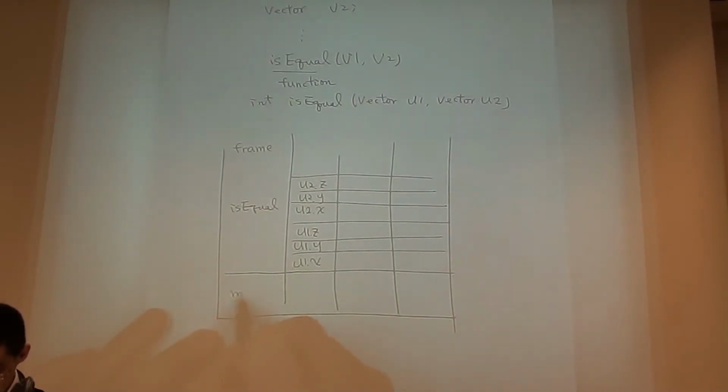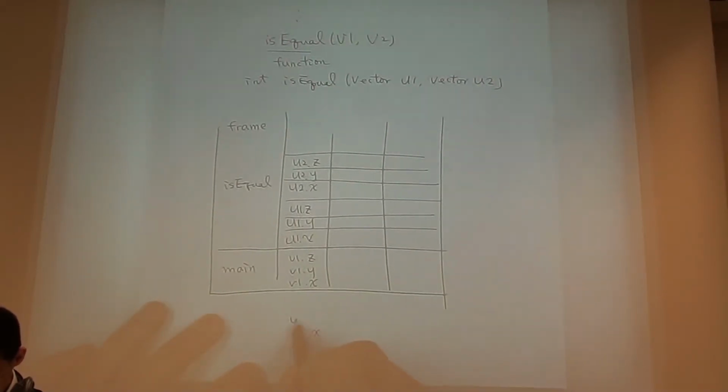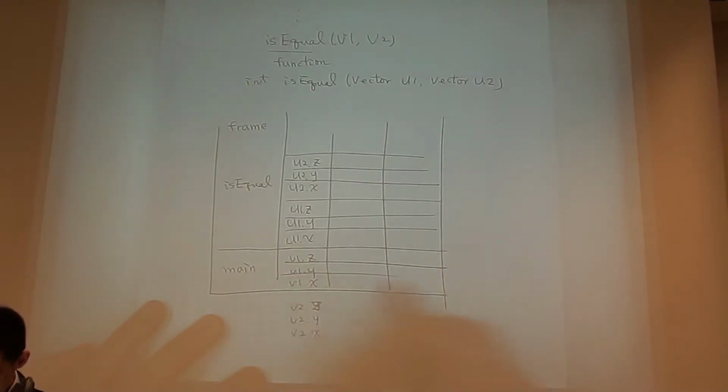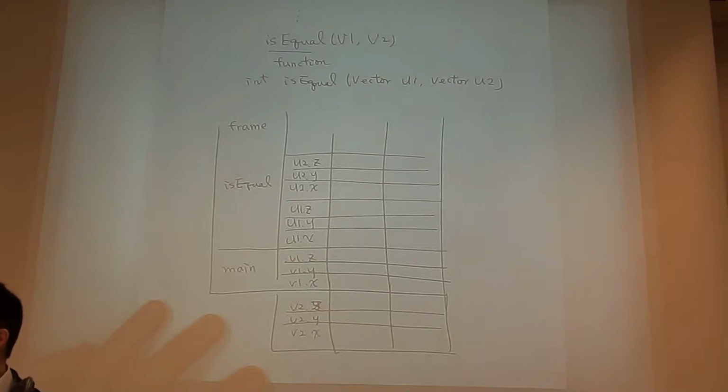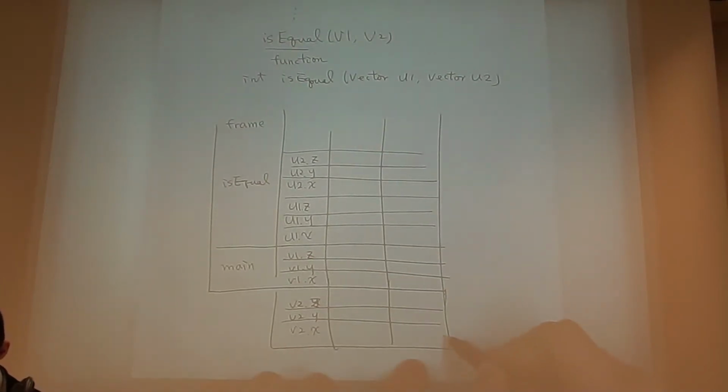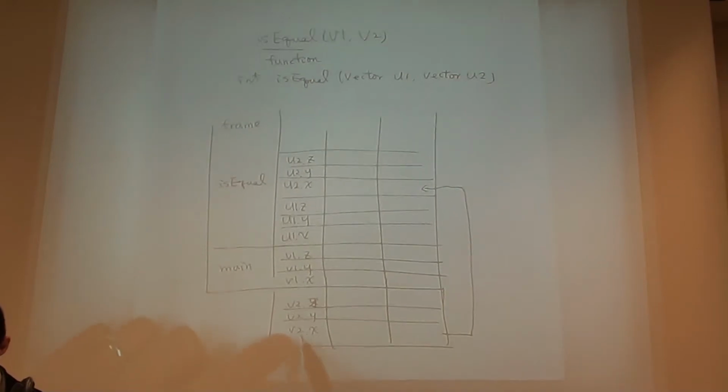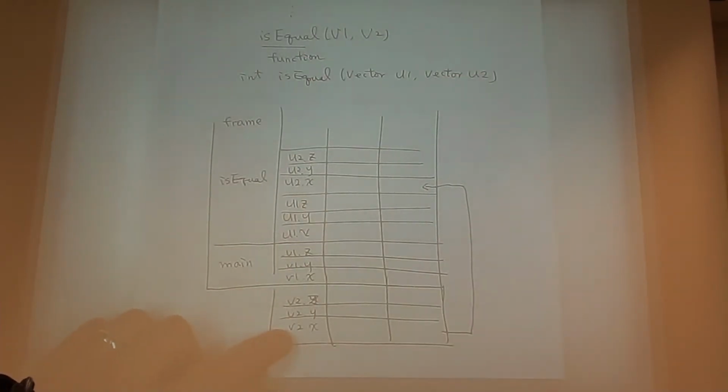Inside my main function, I have v1.x, v1.y. Actually, I'm running out of space. I'm just going to put it under. I'm going to copy them one by one. So this one will copy to here because v2.x will be copied to u2.x. And v2.y will be copied to u2.y.